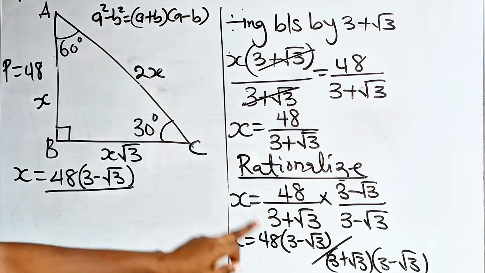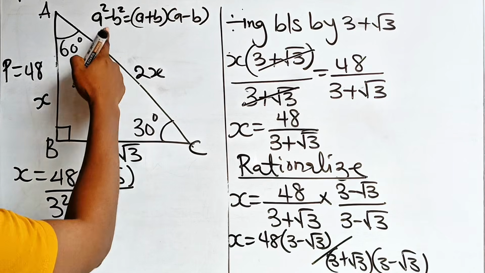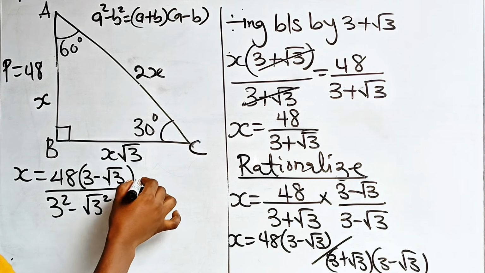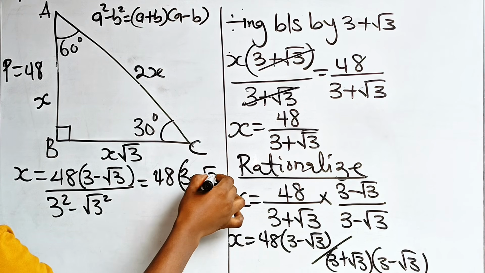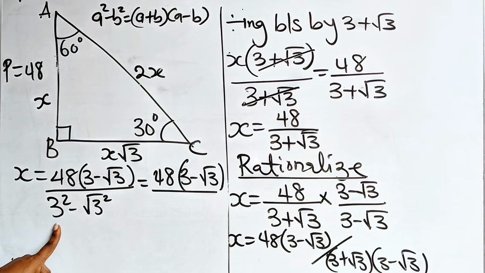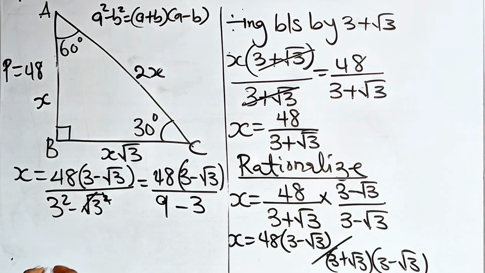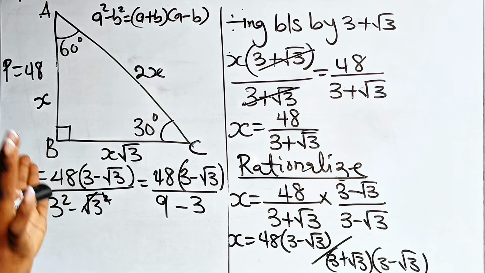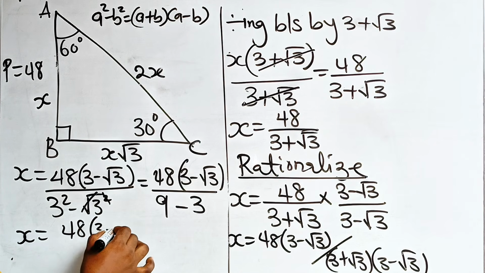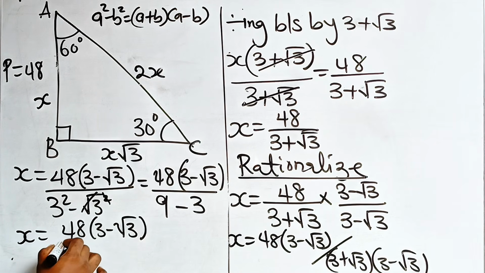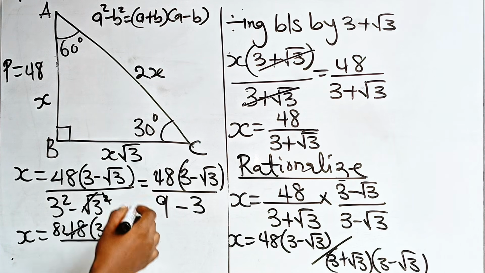So in this case, our a is 3 and our b is root 3. So we are going to have 3 squared minus root 3 squared. If we solve this further, we have 48 bracket 3 take away root 3 divided by 3 squared is 9 minus root 3 squared is 3. So in total, x is equal to 48 bracket 3 take away root 3 divided by 6. And 6 can go into 48 8 times.